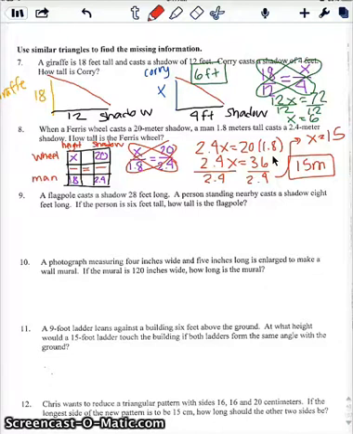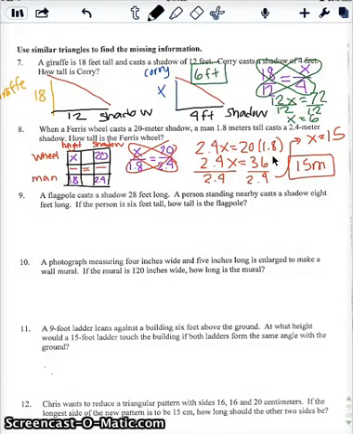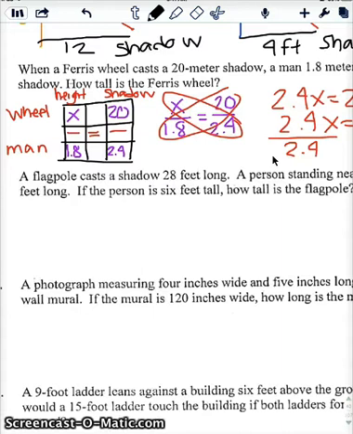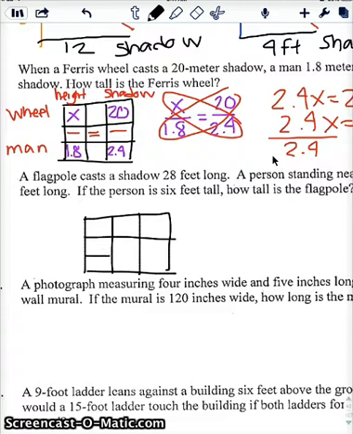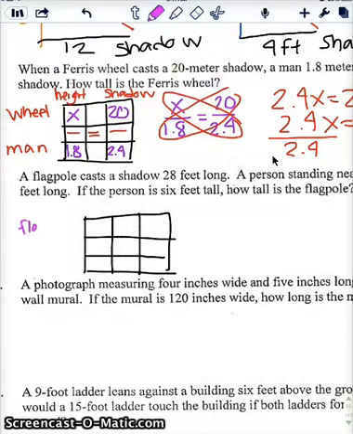Okay, hopefully you finished that problem. So I'm going to go through this problem a little bit quicker because you should be a little bit more of an expert on this. I'm going to start by creating my tic-tac-toe box. That's my favorite method. You might have done it with the triangle method though, and that's fine. Alright, so I have flagpole, and I have person, and I have their height, and I have the shadow.